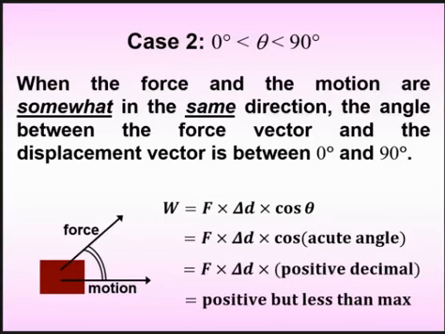Okay? All right. 2 cases done. What's case number 3? Case number 3. It's its own case. 90 perfect degrees. Thank you.